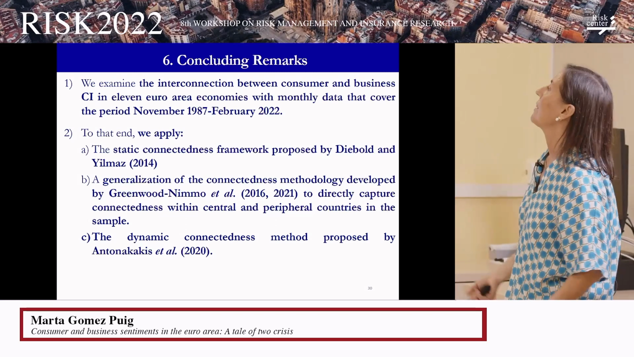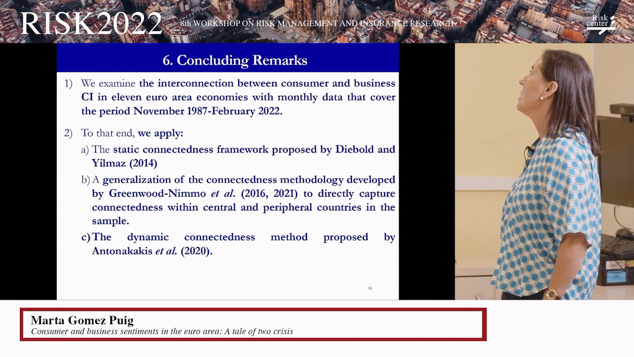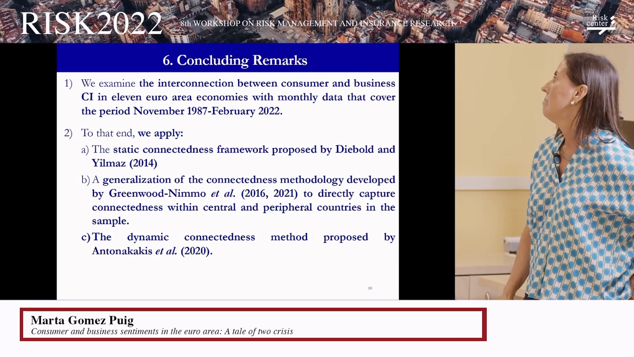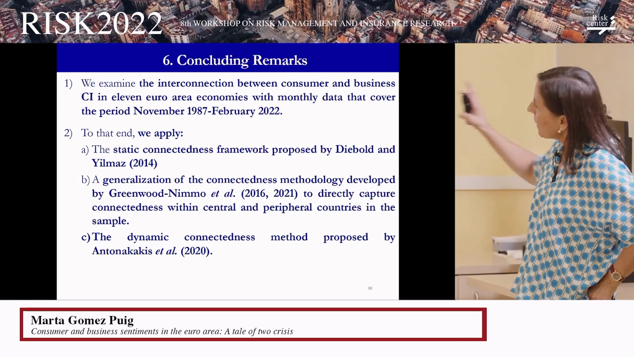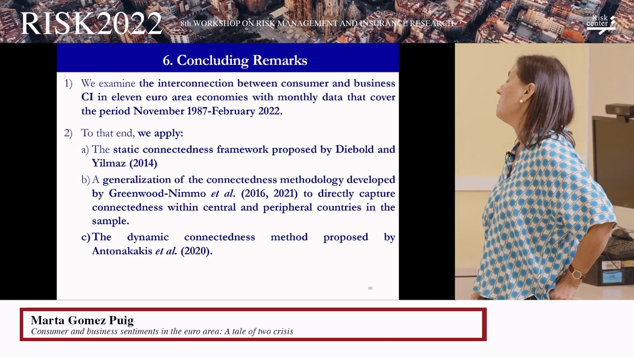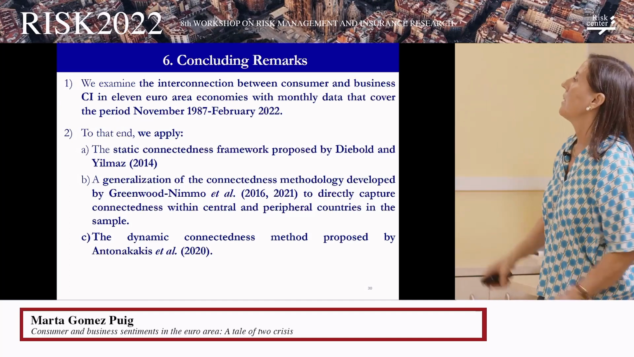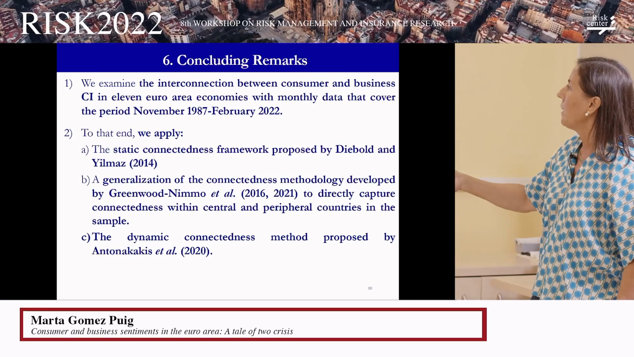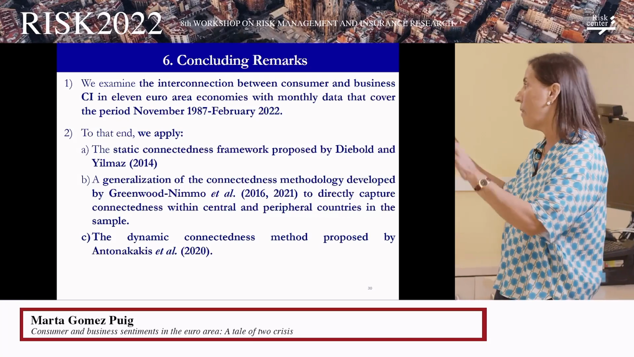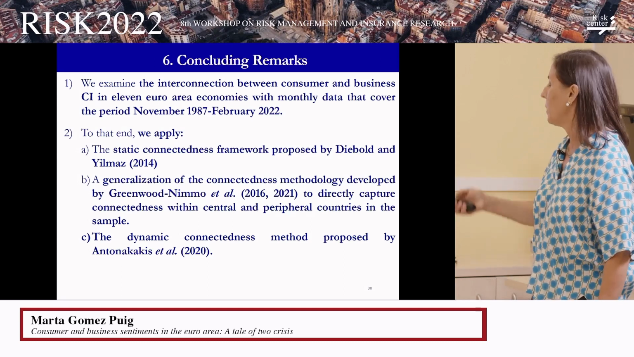So we examine the interconnection between consumer and business confidence indicators in 11 euro area economies with monthly data that cover the period November 1987 to February 2022. And to that end, we apply first the static connectedness framework proposed by Diebold and Yilmaz 2014. Secondly, a generalization of that methodology developed by Greenwood-Nimmo and Kuruppuarachchi to capture connectedness with central and peripheral countries. And finally, the dynamic connectedness methodology proposed by Antonakakis et al. 2020.